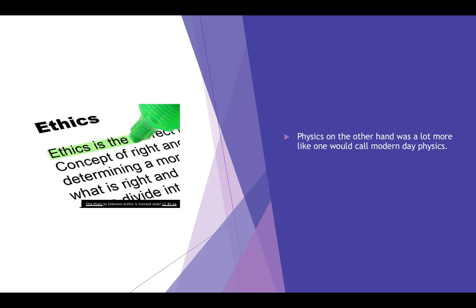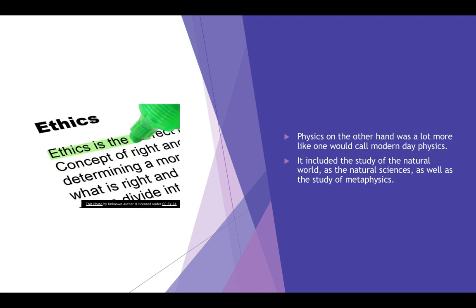Physics, on the other hand, was a lot more like what we would call modern day physics. Logic incorporated epistemology, which is the study of knowledge, but physics included the study of the natural world, like physics does today, the study of the natural sciences, as well as incorporating metaphysics into the study as well.